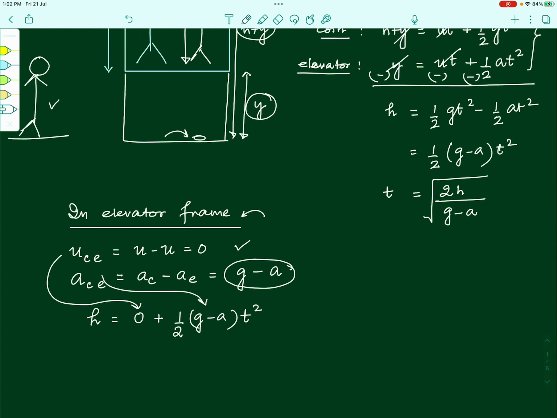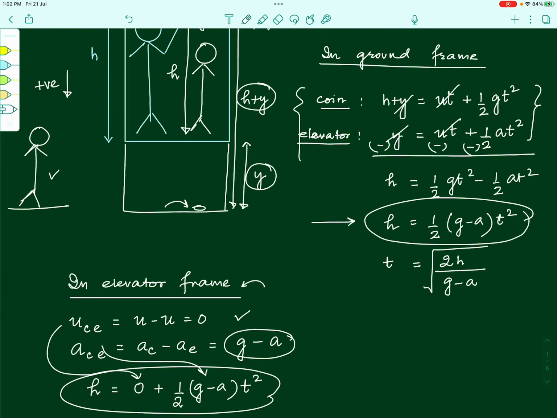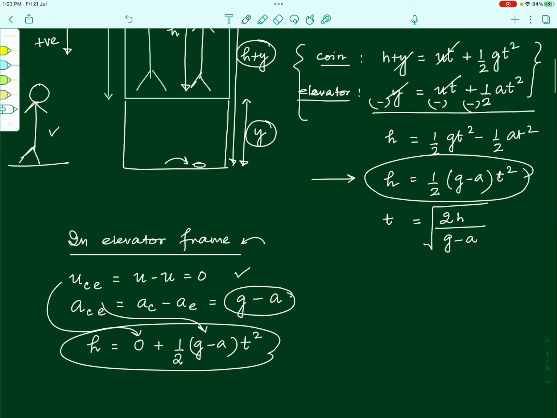And if you look at this equation carefully, it is nothing but the same as the equation that we obtained earlier. To obtain this equation in the ground frame, we had to first write the equations for both the coin and the elevator, and then work with those equations. But here we are getting this equation directly in one single step. So, see that it is easier and less time taking to work through this question in the elevator frame rather than in the ground frame, right. Do we understand that if we are getting the same equation, the answer that we shall get from here will also be the same, root of 2h by g minus a, right.